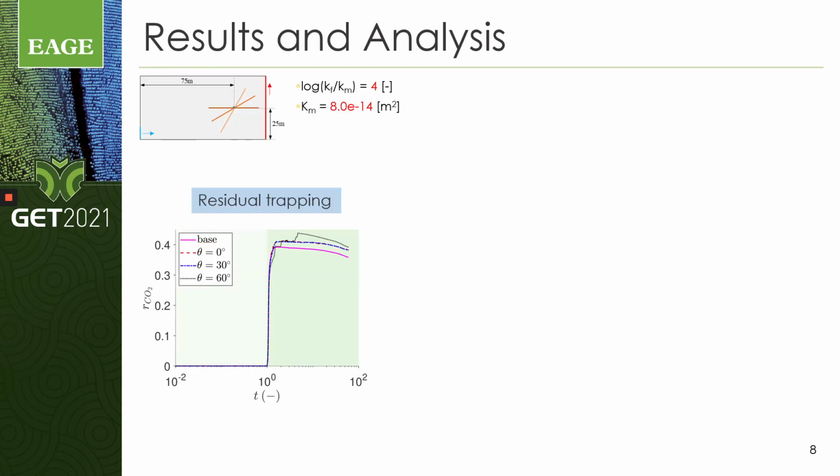In the second case, the fracture is placed on the right side of the domain, and we take a look at the residual trapping. From the curves, we see that the presence of the fractures gives higher trapping ratios. What is interesting here is that the curve obtained from the case of 60 degrees deviates from the other 2 cases, as it has a relatively steep increase.